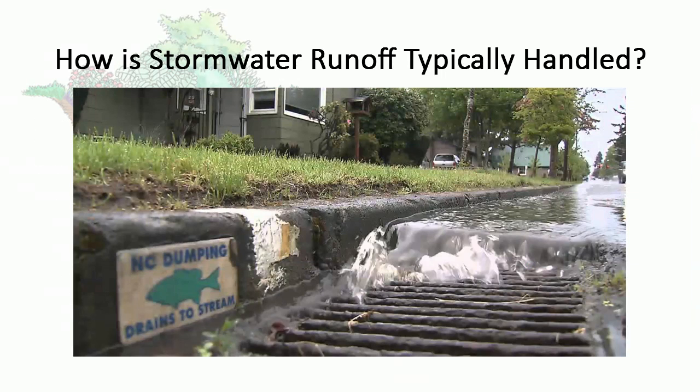If you have ever closely inspected a storm drain before, you may have seen these small fish signs indicating that the drain leads to a stream. It might read something like, "No dumping, drains to stream." This then begs the question, why would we treat sewage and stormwater runoff differently? Does it matter if we don't properly treat stormwater? It's only rainwater, right?